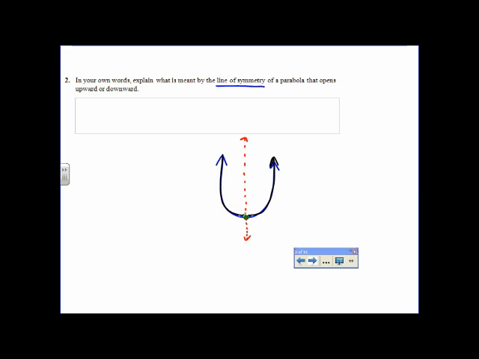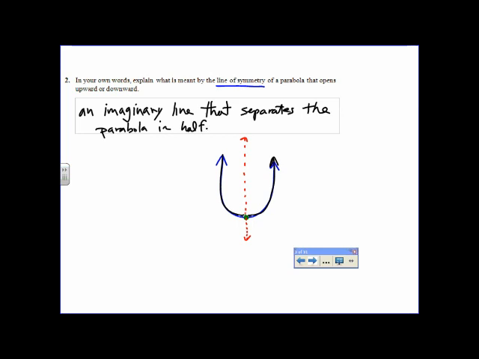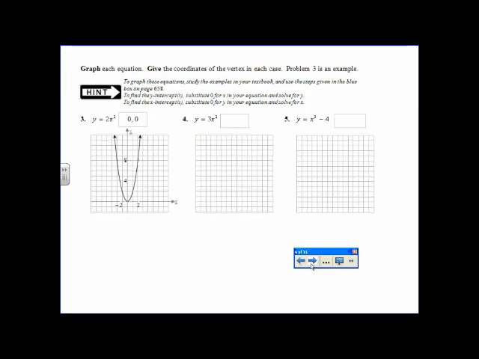So how would I describe a line of symmetry? It's an imaginary line that separates the parabola in half, or into two equal parts, or into two parts that reflect. There's a lot of different ways you can describe that. I'll leave that up to you. Do you want to write what I wrote, or go ahead?